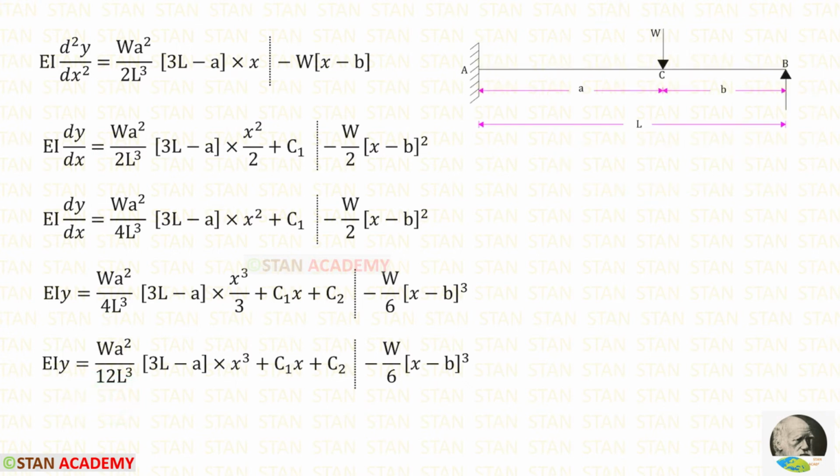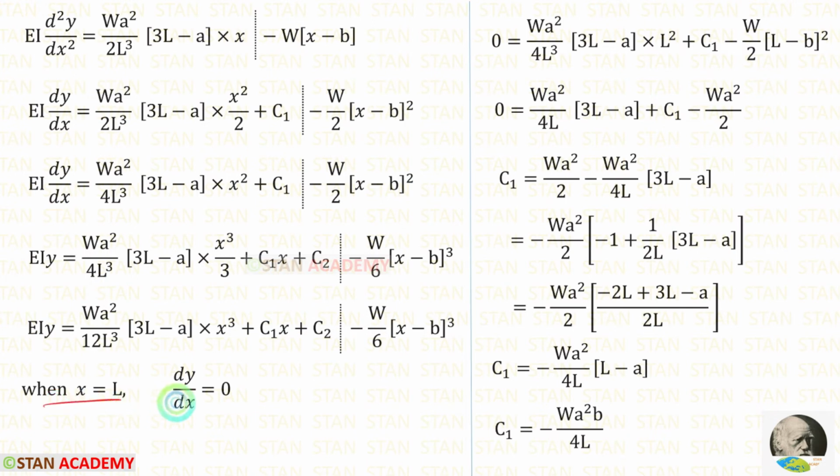We know that in the point A, there is a fixed support. In the fixed support, there will be no slope. So when x is L, dy upon dx is 0. Let us apply the values of x and dy upon dx in this equation. We know that L minus b is A. We can eliminate L square. Here it will be L.